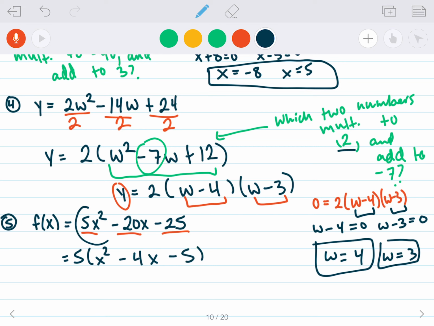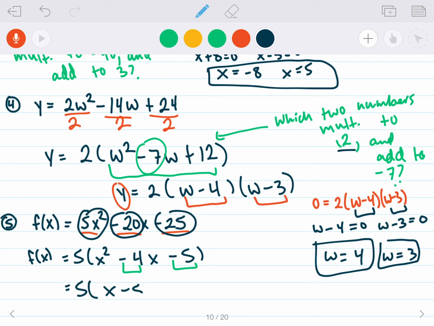Right, and again, I use the same trick. I just divided 5x squared by 5, negative 20 by 5, and negative 25 by 5 to get these things down here. That's a 1 in front of the x squared. And now, at this point, I can factor this using our trick. Which numbers multiply to negative 5, yet add to negative 4? How about negative 5, positive 1? Negative 5, positive 1. X minus 5, x plus 1. Okay, and you can FOIL it out to check.